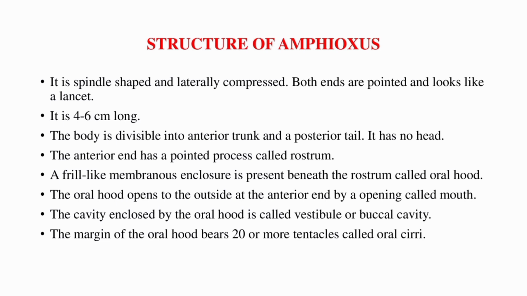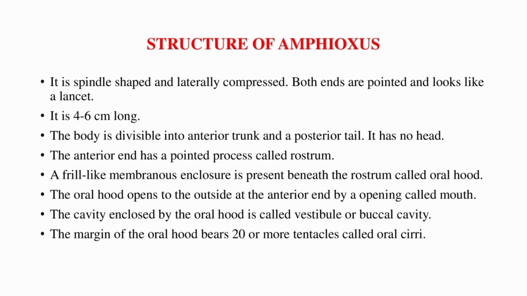Structure of Amphioxus. It is spindle in shape and laterally compressed. Both the ends are pointed and look like a lancet. It is 4 to 6 cm long. The body is divisible into an anterior trunk and a posterior tail. It has no head. The anterior end has a pointed process called rostrum. A frill-like membranous enclosure present beneath the rostrum is called oral hood.